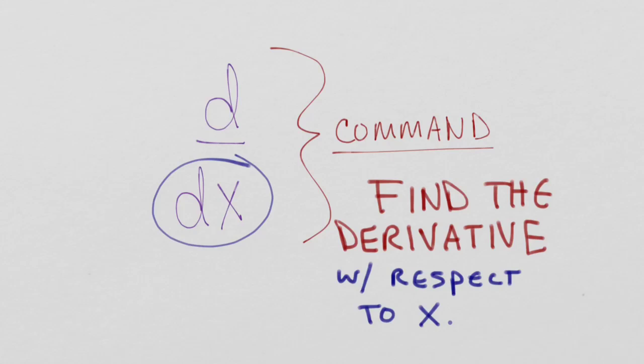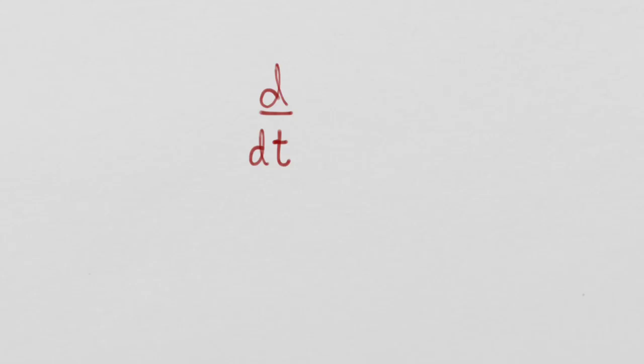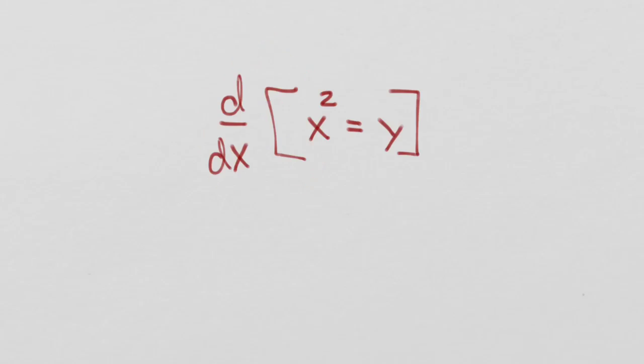We are tipping our hat to the variable called x. We are acknowledging that our function is going to be defined in terms of x. If you saw d over dt, again, it is a command saying, take the derivative. But this time we're not going to tip our hat to x, we're going to tip our hat to the variable t. So it could be that you have an equation defined in terms of t, and you're going to find the derivative of that thing. This means take the derivative with respect to t.